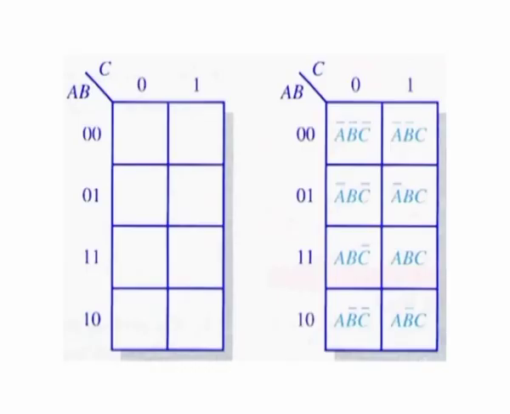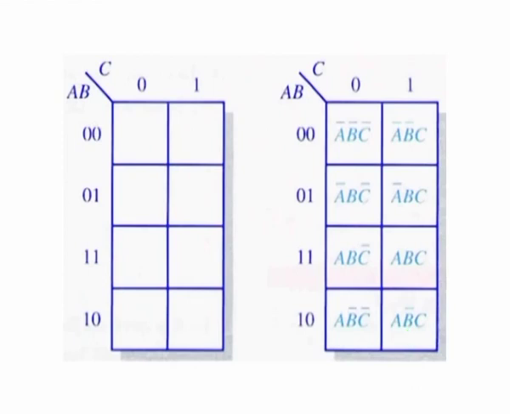For an SOP expression in standard form, a 1 is placed on the Karnaugh map for each product term in the expression. Each 1 is placed in a cell corresponding to the value of a product term. For example, for the product term A B bar C, a 1 goes in the 101 cell on a 3 variable map.